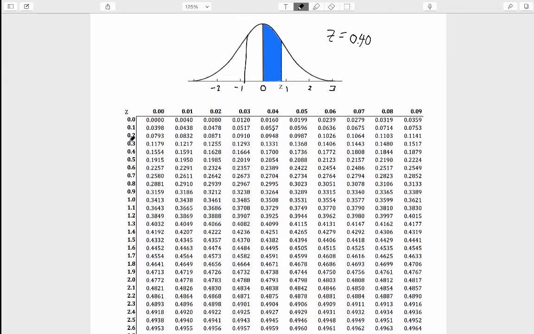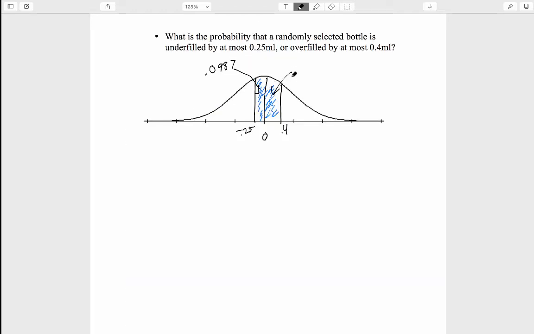Looking up 0.40 in the table leads us to row 0.4 and column 0.00. The probability there equals 0.1554. We label 0.1554 in our picture, and now we add to find the overall probability of this event. This equals 0.2541. The probability is just over 1/4 that a randomly selected bottle has an error within this range.